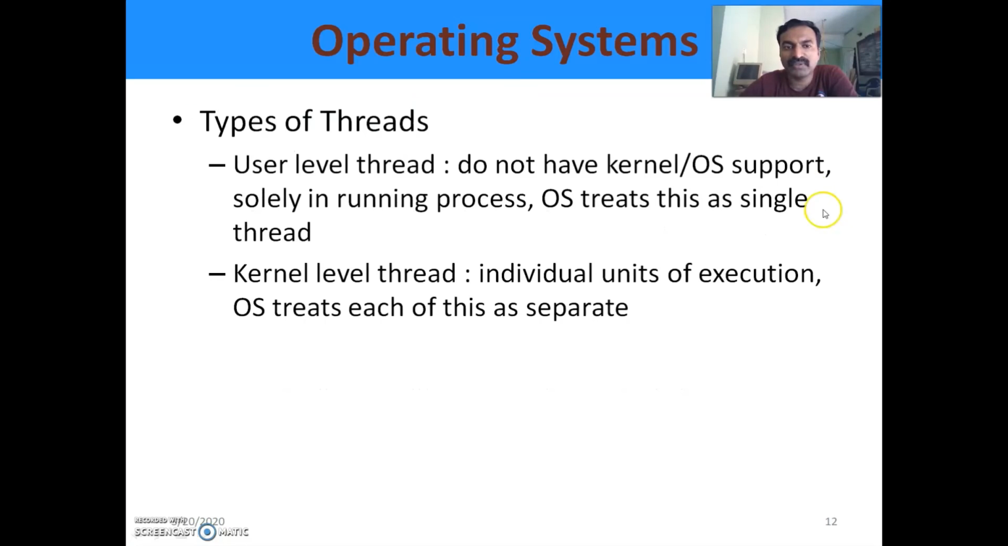There are two types of threads: user level threads and kernel level threads. User level threads occur inside the process. They do not have kernel or operating system support. There will be multiple threads inside the process, and the operating system treats all of this as a single thread. In kernel level threads, they are individual units of execution, and the operating system considers each thread as separate.